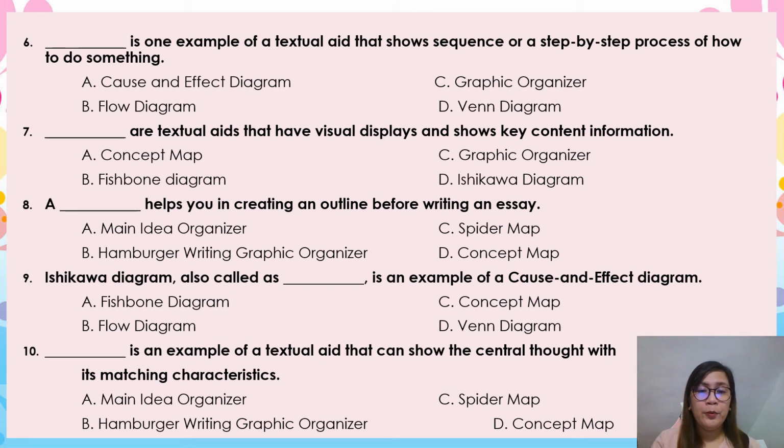Blank is an example of a textual aid that can show the central thought with its matching characteristics. It is A. Main idea organizer. Is it hamburger writing graphic organizer for letter B? C. Spider map, or letter D. Concept map.